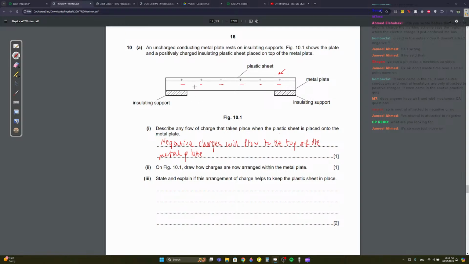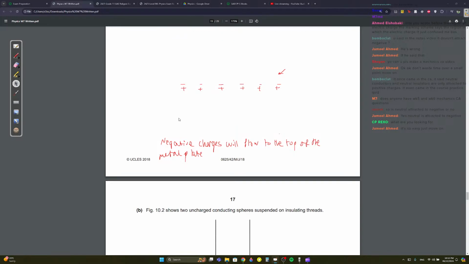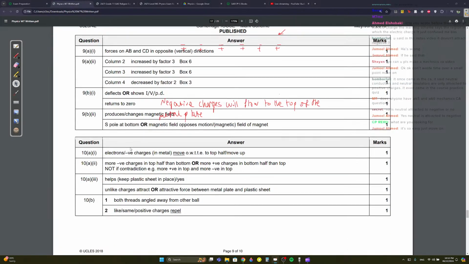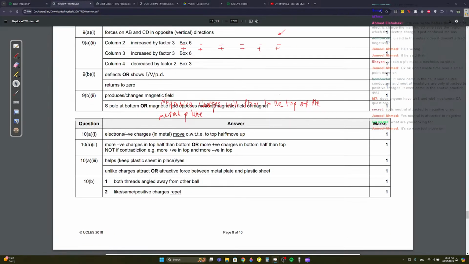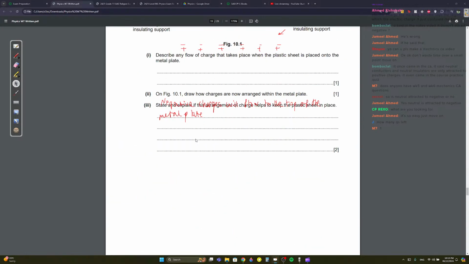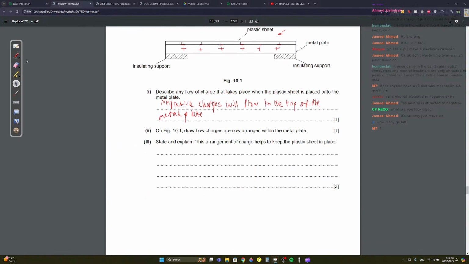So yeah, if the negative ones are up, then the positive ones will be down. And I think there should be an equal number. Let's see the mark scheme. More negative charges in the top, and not if contradiction. For example, more positive in top and more negative. More positive. Okay, yeah. This is how it looks.